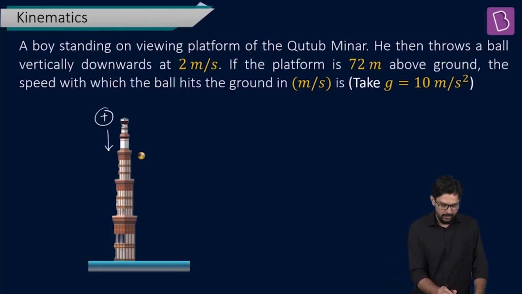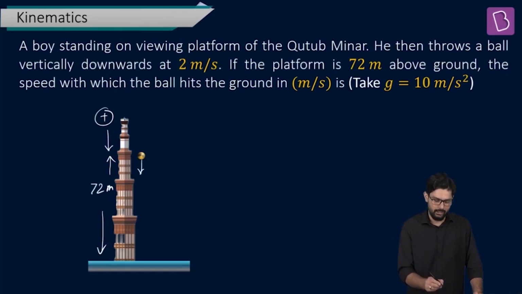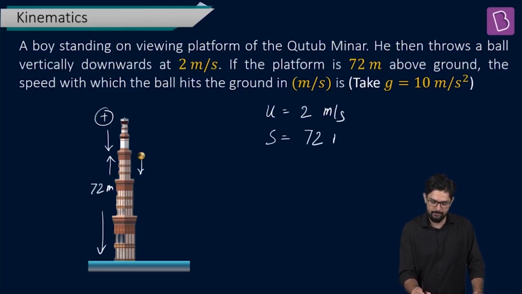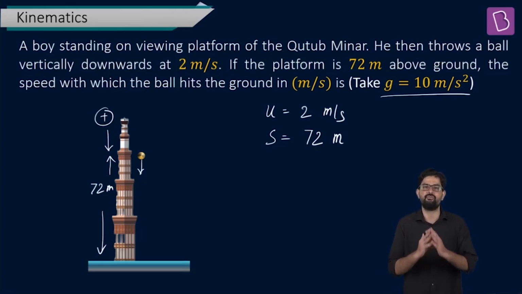Now what has been given? The height at which the ball is located initially is 72 meter above the ground. So this is 72 meter, right? The initial speed is 2 meter per second in the downwards direction. So u is given as plus 2 meter per second, right? And the displacement will now point downwards. So that will also be positive, right? So displacement that this ball has to cover is plus 72 meter, and g is given as 10 meter per second squared. You have to find the value of v.